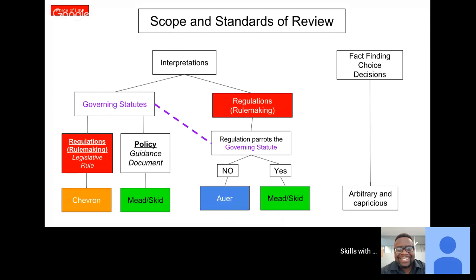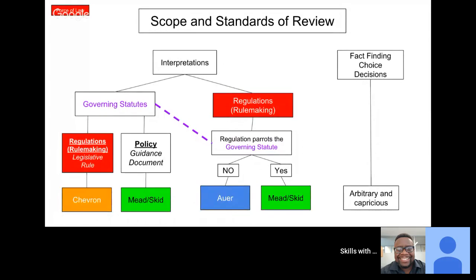That was my question. Where would I put that under? Where would adjudicative orders go under? They would go under regulation, the red one, because they would carry the force of law. Okay, got you. And then you see how they lean to Chevron versus if you're talking about the policy document, you're talking about Mead Skidmore. So you see the difference in that? Yes.